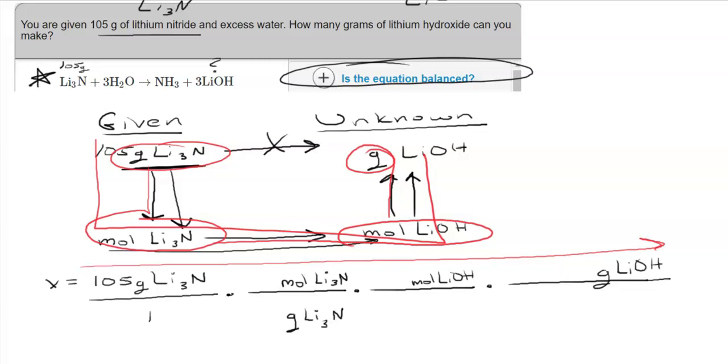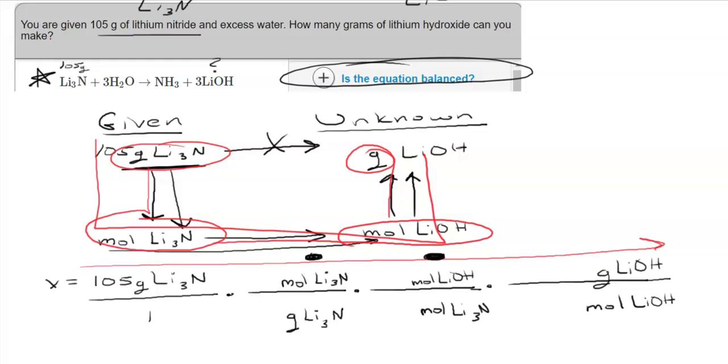So I have moles of lithium nitride right here. I need it to cancel, so it has to go on the bottom. Always diagonal to the right to get something to cancel. I have moles of lithium hydroxide here. I need it to cancel, so it's going to go diagonal to the right. And now I'm almost ready to do math, but I don't have any numbers. So here's where the tricky part comes in.